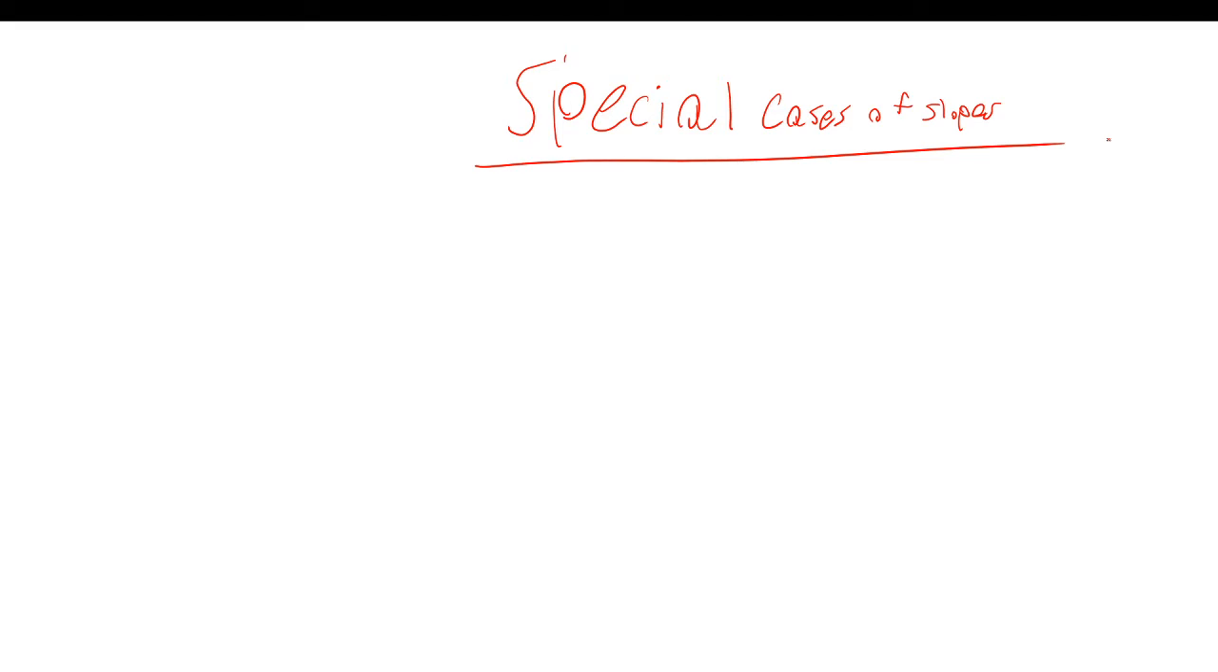So the special cases of slopes, first the slopes of parallel lines. The slopes of parallel lines are equal. So if I have a line with a slope of 3/4, and then another line that's parallel to this line, I automatically know the slope is 3/4. And now perpendicular.